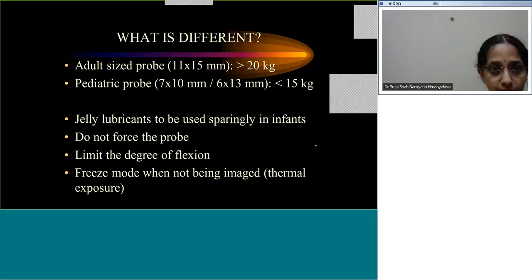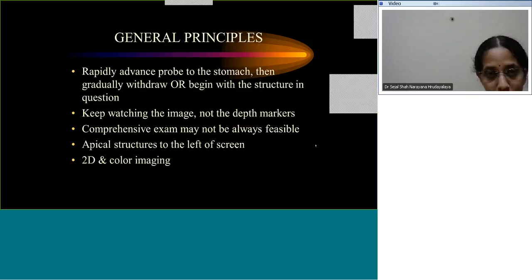So with this understanding, we have certain general principles for transesophageal echo. Either we start with the structure in question. So whenever, at the end of a transthoracic echo, we know what questions we have, either we start with that structure in question, or else we rapidly advance the probe till the stomach and then withdraw. So we could start at the transgastric level and then withdraw the probe slowly. The depth markers are definitely the way to guide in adults. However, in younger babies, it may not work for us. So watching the image can tell us where we are.